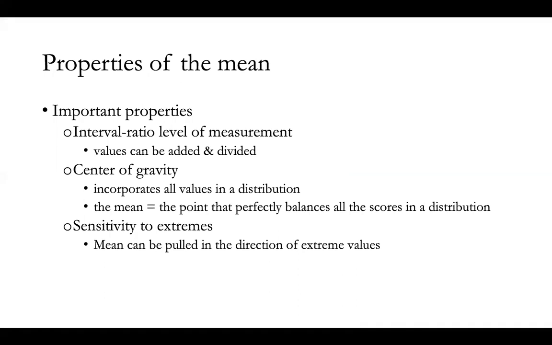This is one of the more important slides. You should be taking a close look here because we're going to revisit these issues again and again. The properties of the mean. The mean has some important properties we need to think about when we're looking at interval ratio levels of measurement. We're looking at variables that can be added and divided. You can take the mean if they're interval ratio. And when we take the mean, what we're capturing is the center of gravity along that distribution.